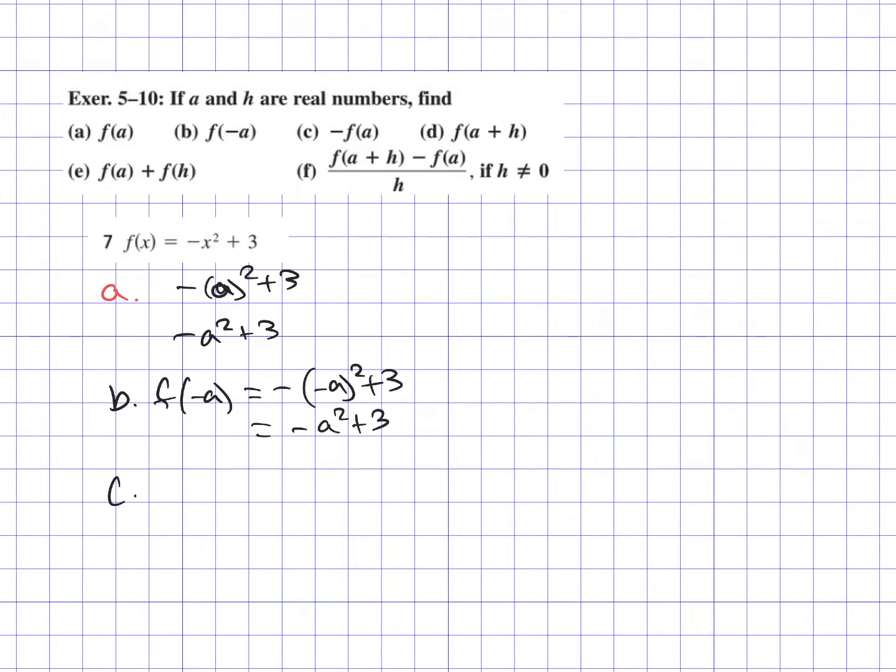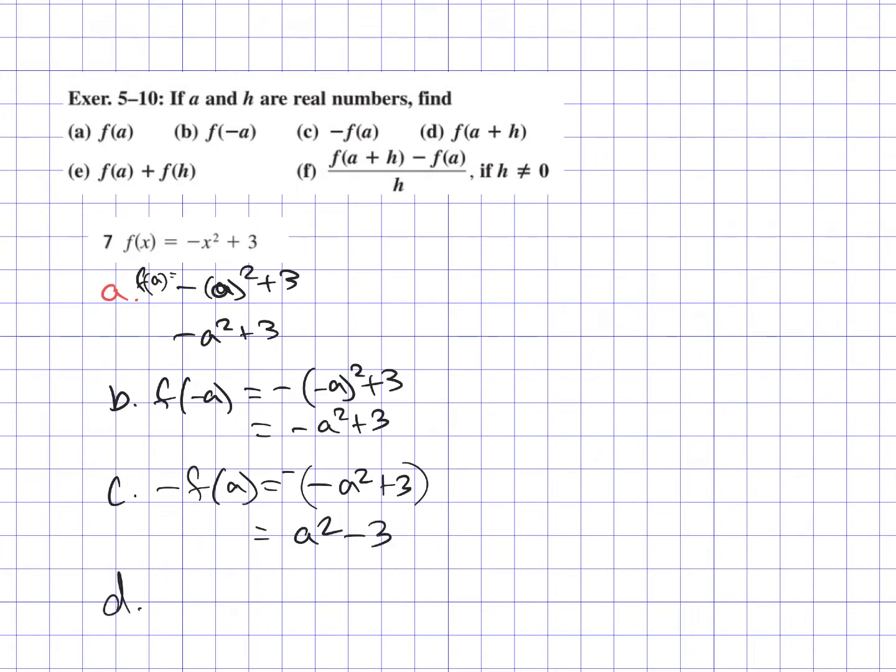And then C is negative f of a. Again, take f of a, and what you had on the first one, f of a, you have negative a squared plus 3. So we're going to take the opposite of that, which is positive a squared minus 3.